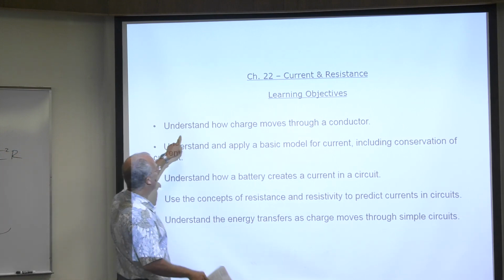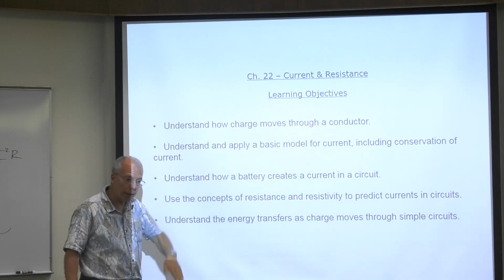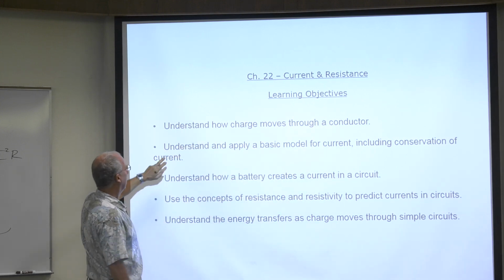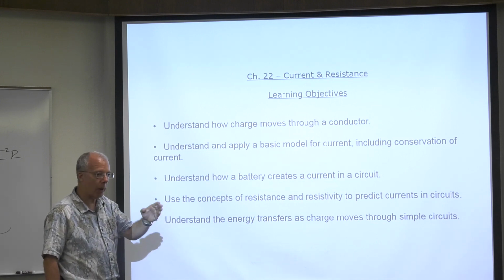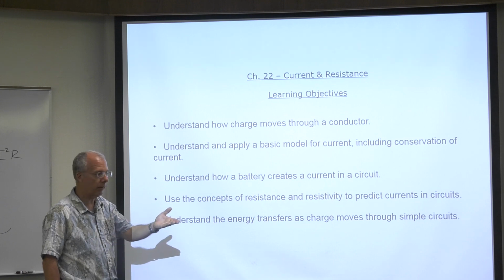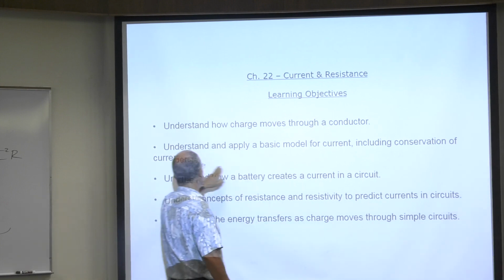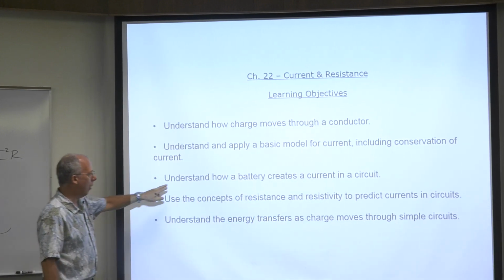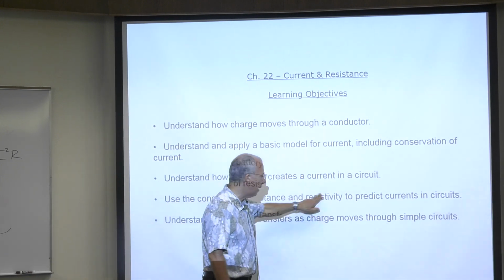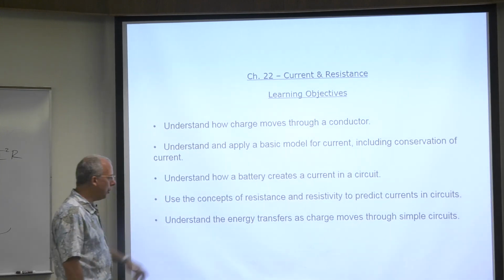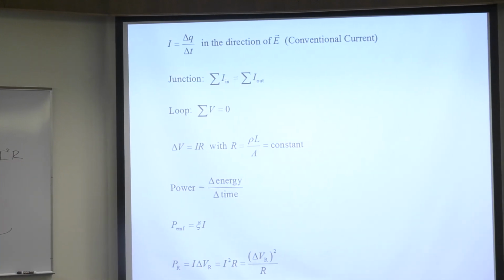Okay, we understand how charge moves through a conductor. It goes from high potential to low potential. If it's electrons, it goes opposite to the direction of the E field. If it's positive charge carriers, it goes parallel to the direction of the E field. We talked about a basic model for current, including conservation of current. We talked about how a battery works. We talked about resistance, resistivity, and energy transfers. That's power.